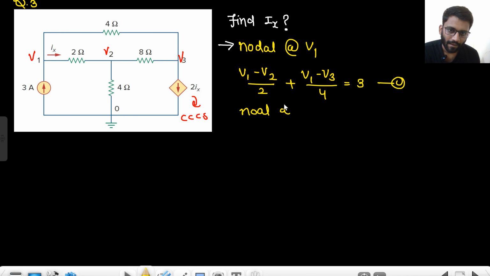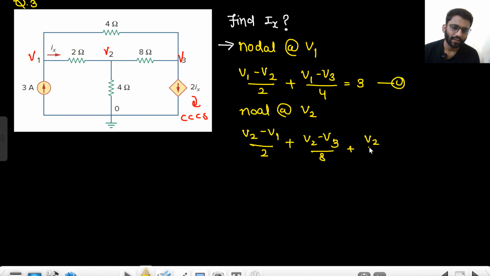Nodal at V2. So that will be V2 minus V1 by 2, plus V2 minus V3 by 8, plus V2 by 4 equals 0. We are writing outgoing currents: V2 minus V1 by 2, V2 minus V3 by 8 and V2 by 4. All are outgoing current.